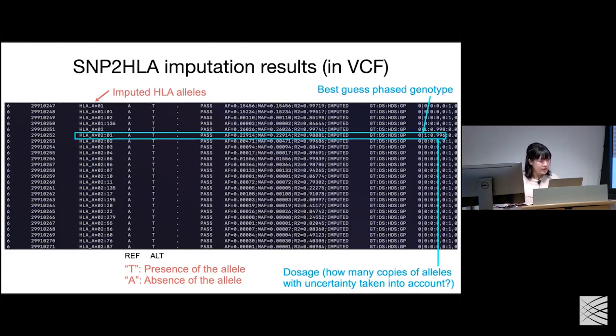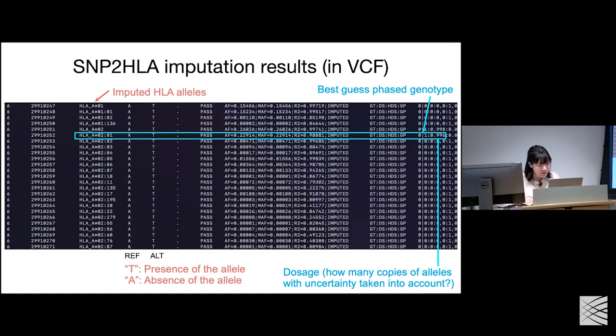For example, for this allele, HLA-A*02:01, we can see the info score in this field. So the imputation R-square here is good at 0.988. And this first column indicates the genotype of the first individual, which is estimated to have just one copy of this HLA-A*02:01 allele, because there is a 0|1 genotype here.